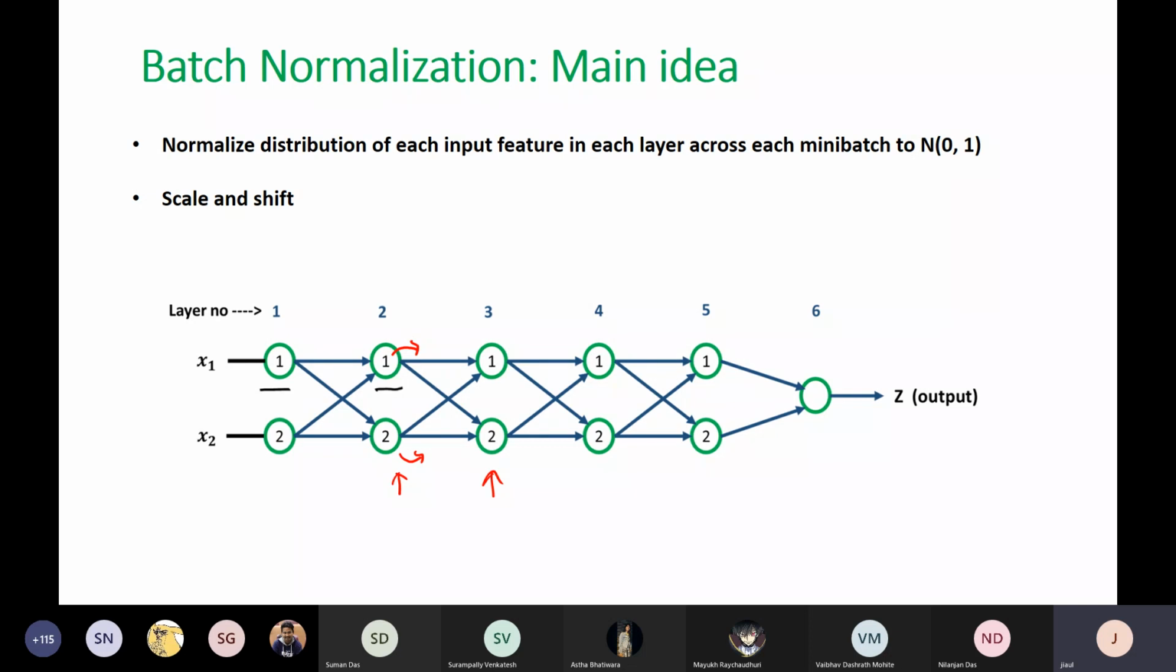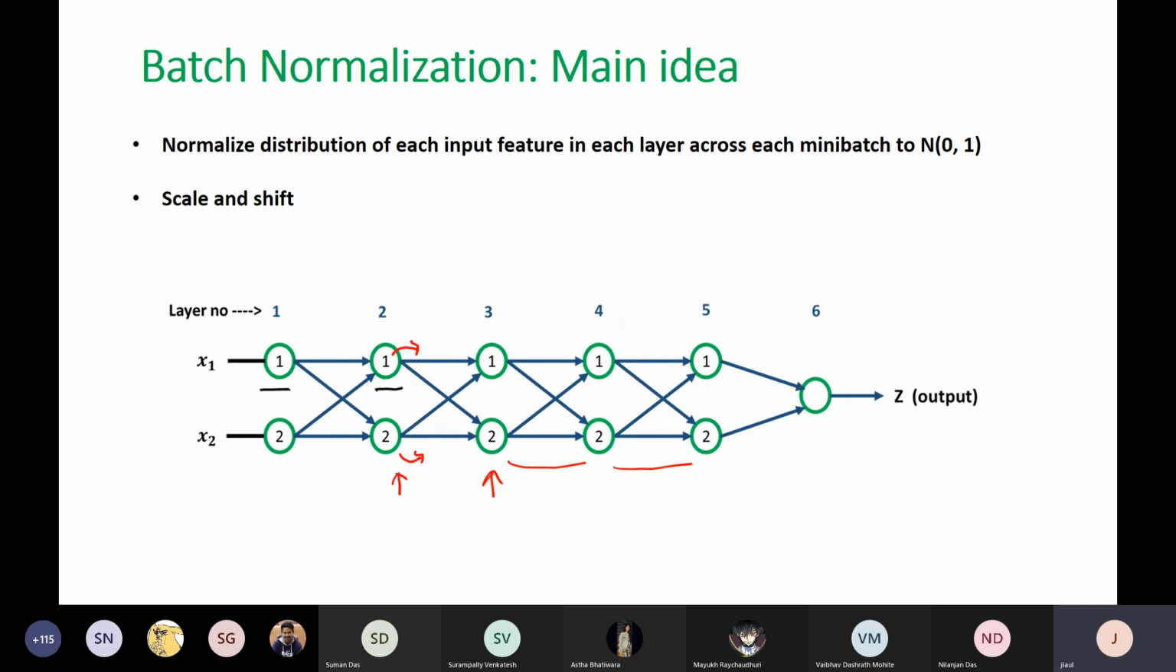But what we want to do, for every layer, from this layer to this layer, and so on and so forth, once we have the activation values from every layer, which are passing along to the next layer, we want to normalize these values, to a normal distribution 0, 1. And we want to do this normalization based on the mini batch that we are dealing with. That's the main idea. For every mini batch, we want to normalize these values before we pass them along to the next layer.